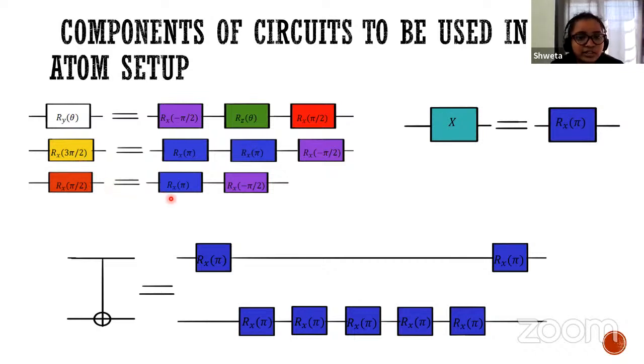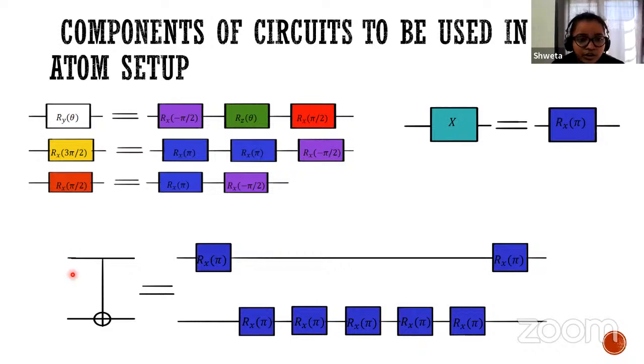Then this is the Rx pi pulse. When it is combined with the Rx minus pi by 2 pulse, it will give us a resultant Rx pi by 2 rotation. And also this Pauli X gate is merely an Rx pi pulse, a pi pulse given as a rotation around the X axis in the Bloch sphere.